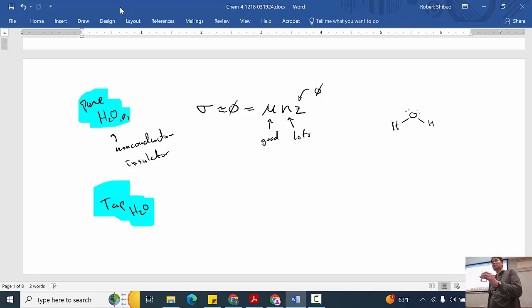Does tap water taste salty to you? Not really, but do you know there are salts dissolved in tap water? We call them minerals. Let me turn off the lights so we can see this better. But tap water, will it conduct? Yes. And so this is why you don't want to drop your hairdryer in the bath or the sink, because tap water will conduct.